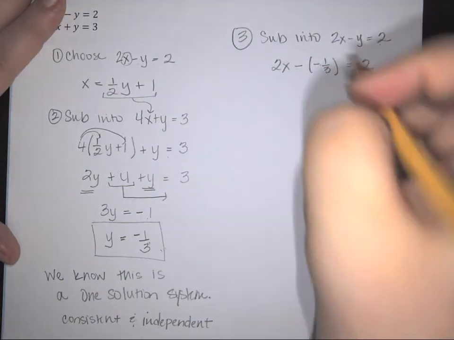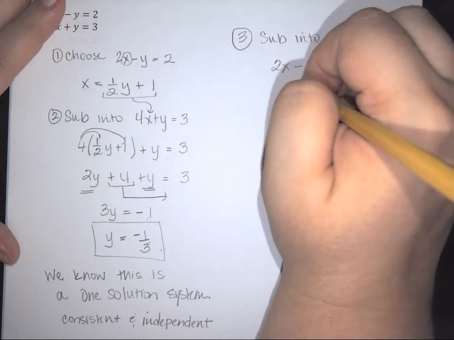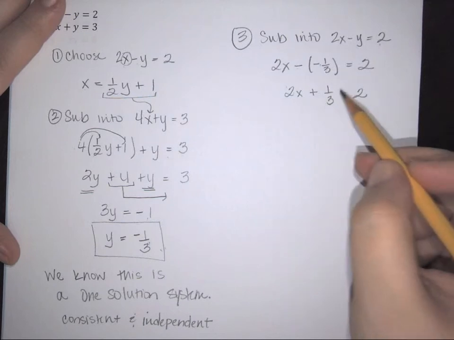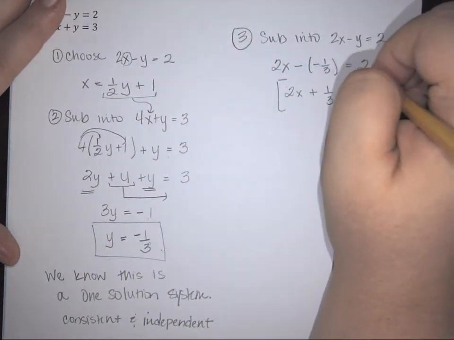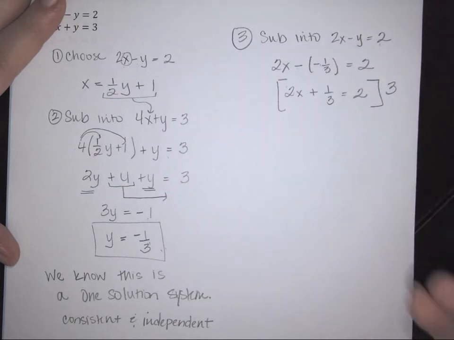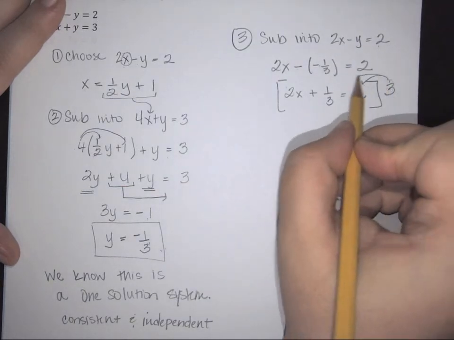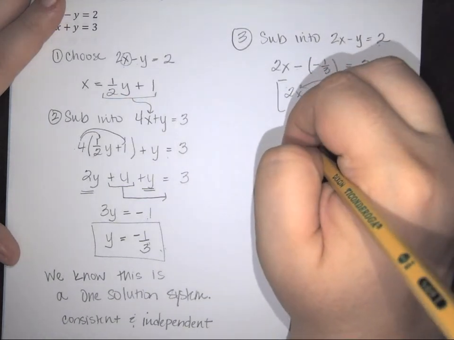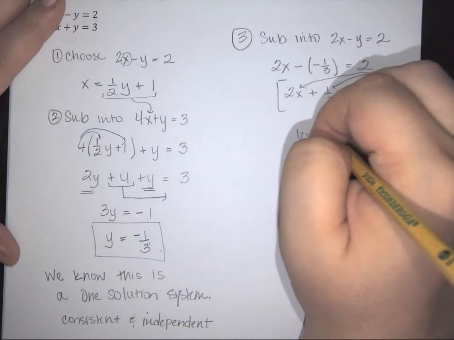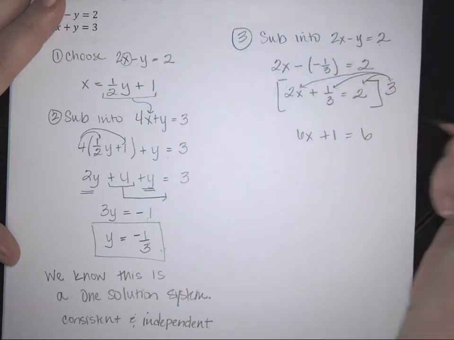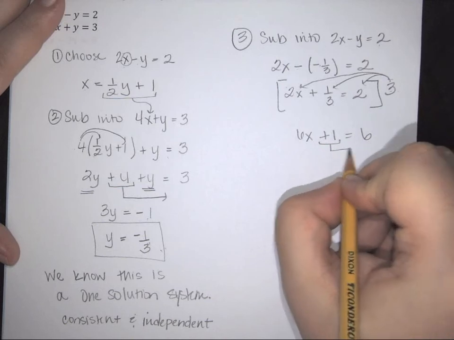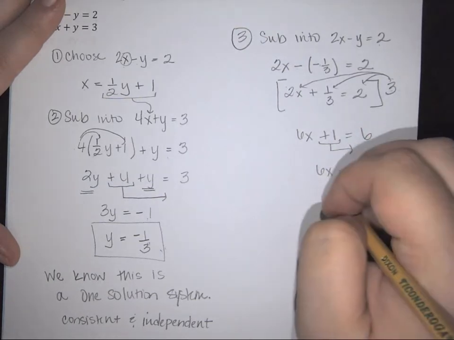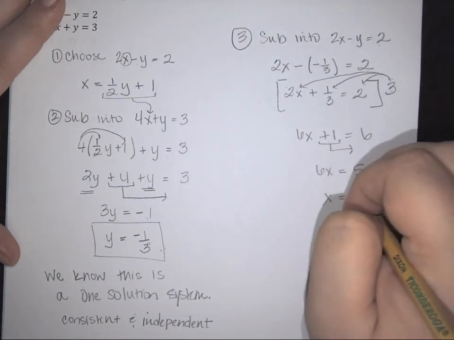Minus a negative becomes positive, so this is 2x plus 1/3 equals 2. Now to make life easy, I'd get rid of the fraction. So I'm going to multiply this whole thing by that denominator. That does say that I have to multiply through to all 3 pieces. So 3 times 2 gives me a 6x. 3 times a third is plus 1. 3 times 2 gives me 6. I need to move this 1 over. So this becomes a 6x equals 5. And to get x by itself, we get 5/6.